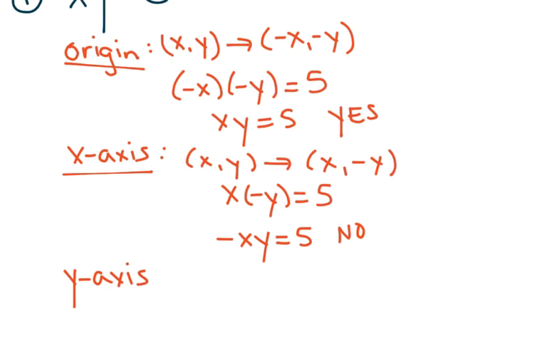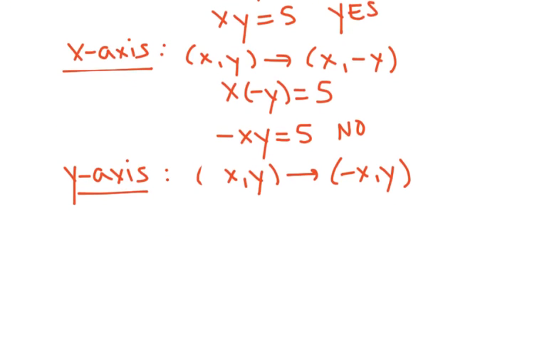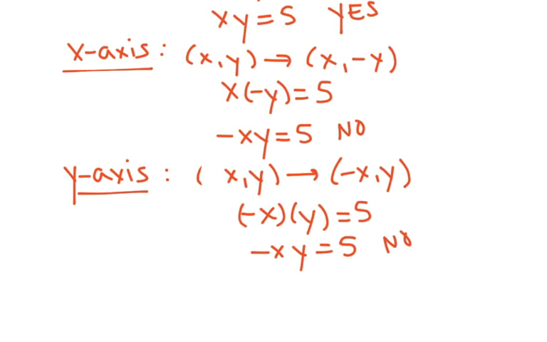To check symmetry over the y-axis, you replace x with negative x, but you don't do anything to y. So I've got negative x times positive y equals 5, which is negative xy, which is not the same equation.